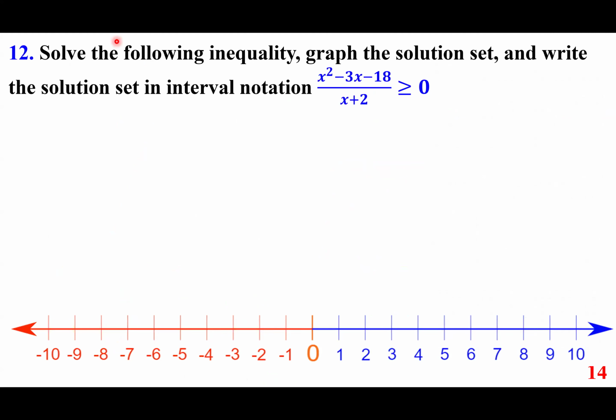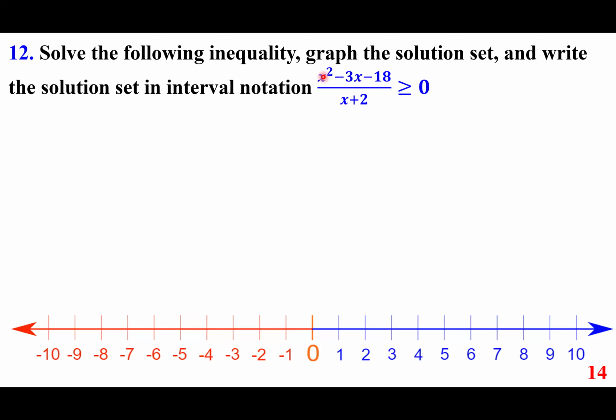Solve the following inequality, graph the solution set, and write the solution set in interval notation, x squared minus 3x minus 18 over x plus 2 greater than or equal to 0. Well, there are several ways of doing that, everybody. And one way is to graph the entire function, but you definitely don't want to go that route. That's way too long.